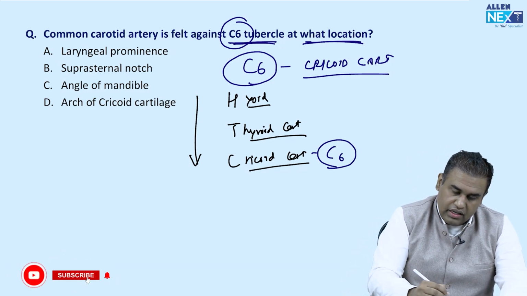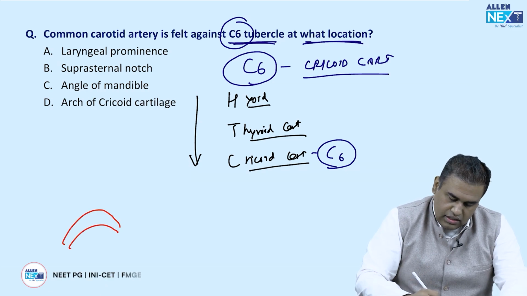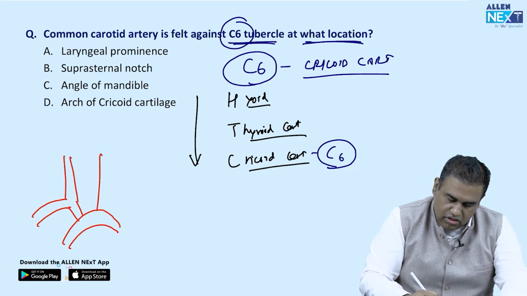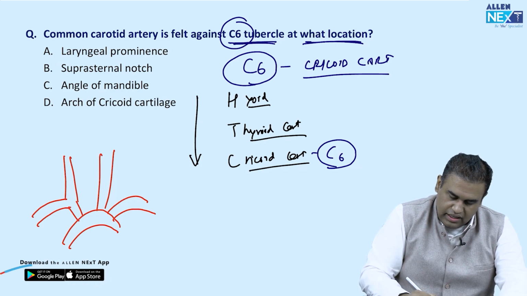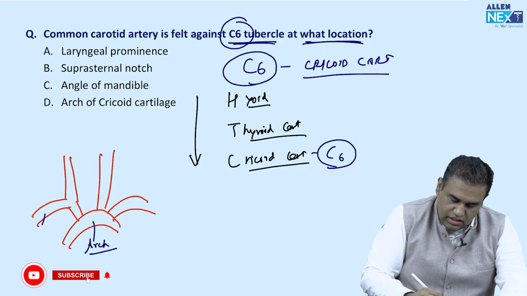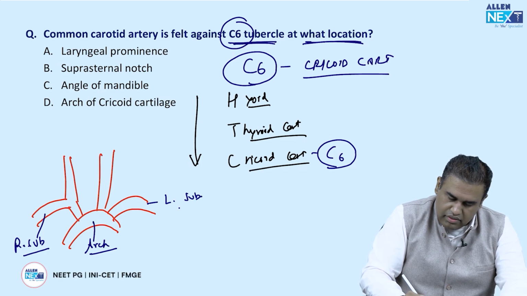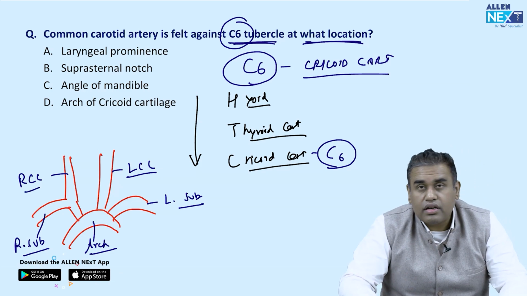So if you look over here, then imagine this is the arch of aorta. Okay, this is a brachiocephalic trunk, right subclavian, right common carotid. This is left common carotid and left subclavian. Let me just quickly label it as well. This is arch, that is right subclavian. This is left side subclavian. This is LCC, left common carotid, RCC, right common carotid over here.